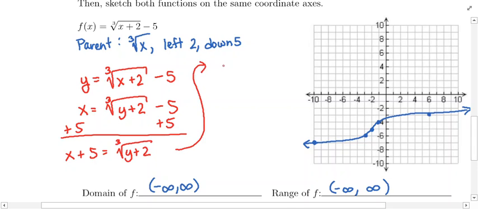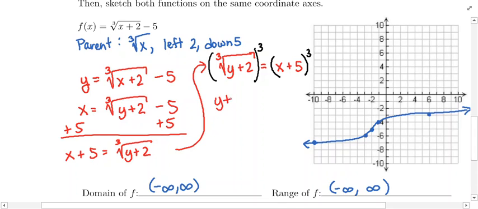I'm going to put the stuff with the y on the left side, and then I'm going to put the x stuff on the right. y is trapped inside the cubed root. This whole quantity, y plus 2, is trapped by the cubed root. So to get it out, we have to get rid of the cubed root. To get rid of a cubed root, you just need to cube that side. If you do it to the left side, you have to cube the entire quantity on the right side. On the left, the cube and the cubed root will cancel, leaving you with y plus 2.